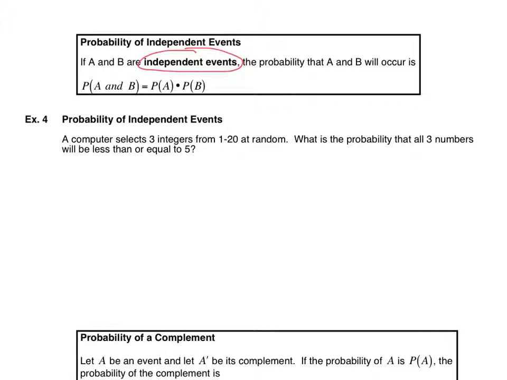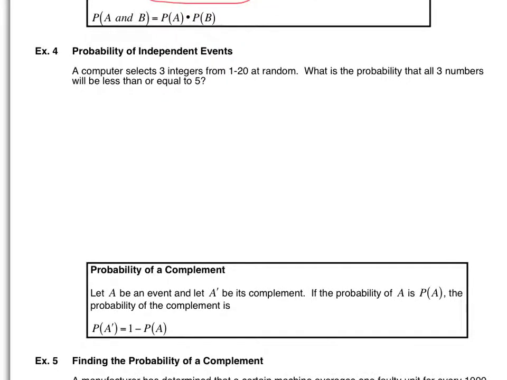And they could be different things: spinning a spinner, rolling a die, tossing a coin, picking a number out of something, that kind of thing. Those are events. Independent events just means that what happens on one event does not affect what happens on the second event. And so we'll just multiply those events together. So look at example 4.